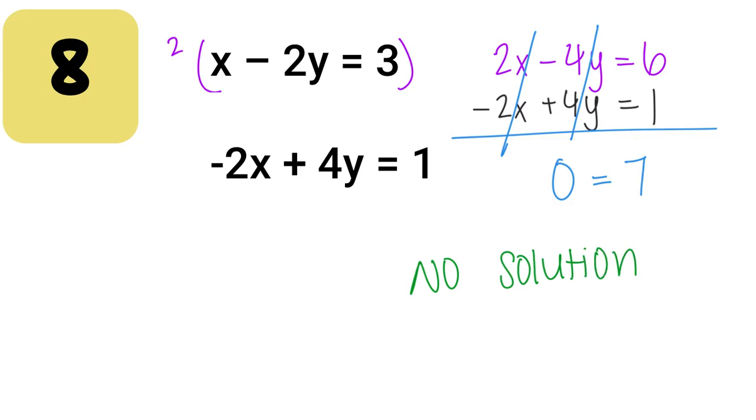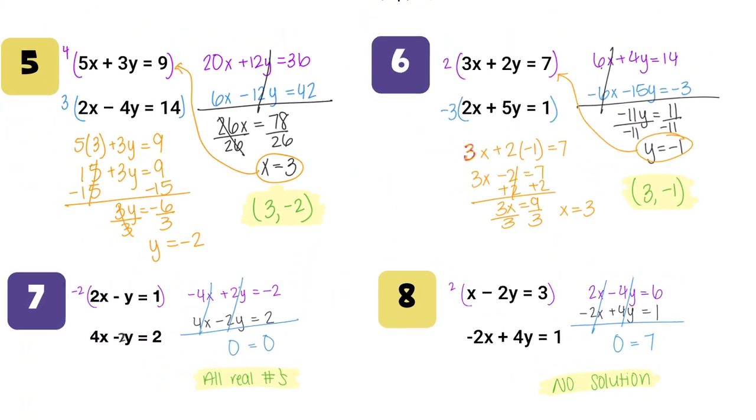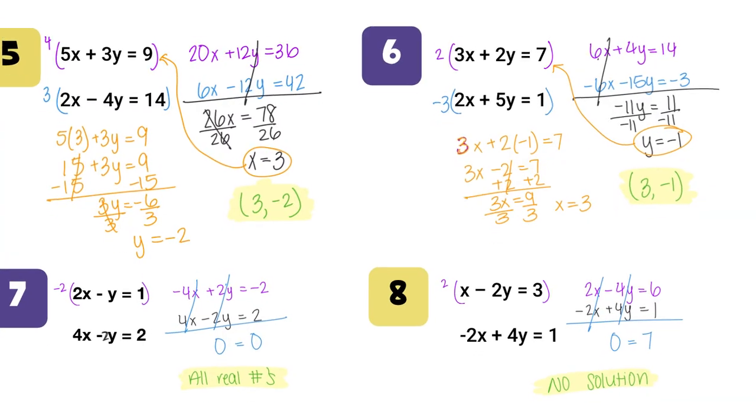So understand the difference between no solution and all real numbers. Keep in mind 0 cannot equal 7, but 0 does equal 0. So make sure you guys practice. This is, again, elimination.